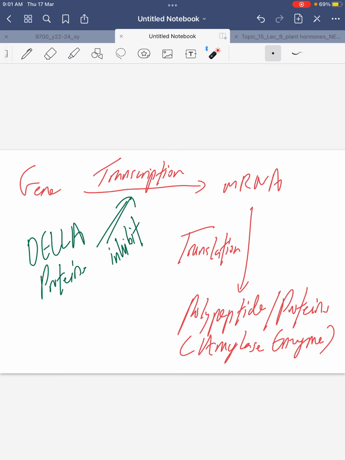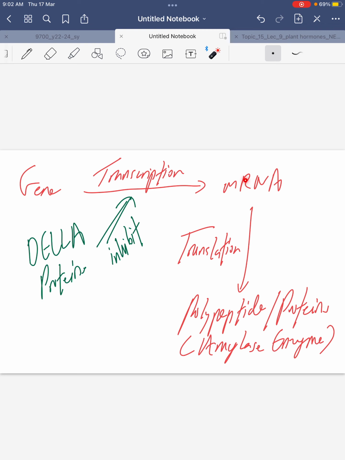So naturally, what happens is that when there is no water, there is no transcription of the gene that makes the amylase protein. This amylase is a protein. It comes from messenger RNA, which comes from a gene. So this is the gene for amylase. Transcription produces messenger RNA, and then translation of the messenger RNA will make the amylase protein.